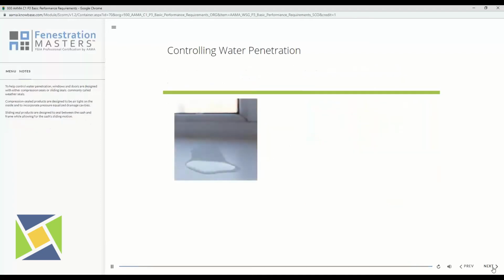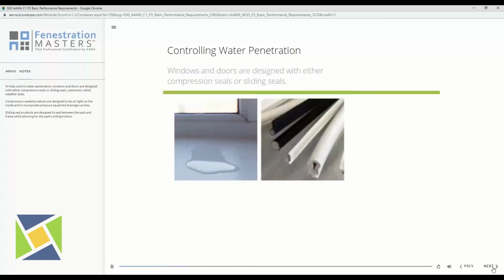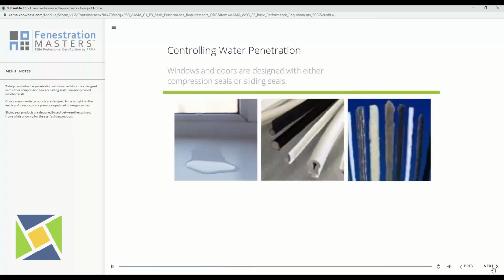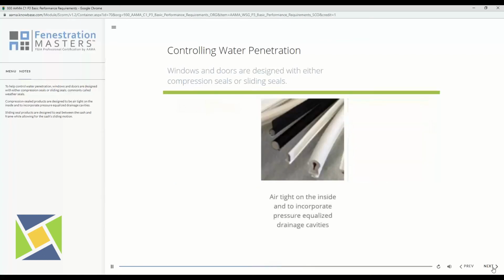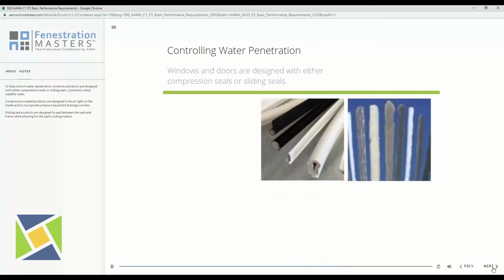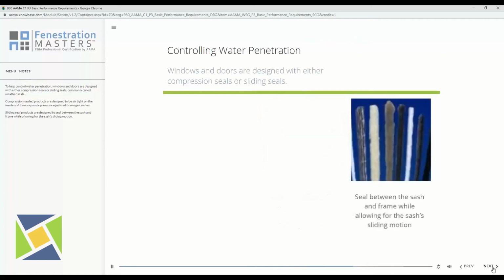To help control water penetration, windows and doors are designed with either compression seals or sliding seals, commonly called weather seals. Compression sealed products are designed to be airtight on the inside and to incorporate pressure equalized drainage cavities. Sliding seal products are designed to seal between the sash and frame while allowing for the sash's sliding motion.